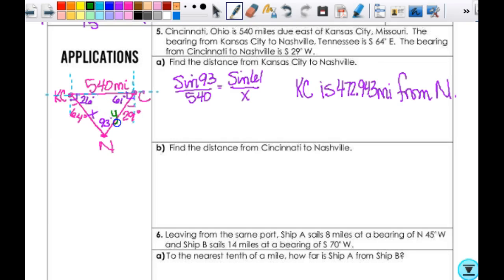So I want this. We'll call this Y. So really, it's just the same thing. We're just using 26 and Y now. So I can say the sine of 26 over Y. And then I would use the same pieces that I had from the beginning there. The sine of 93 over 540. So I can say Cincinnati.